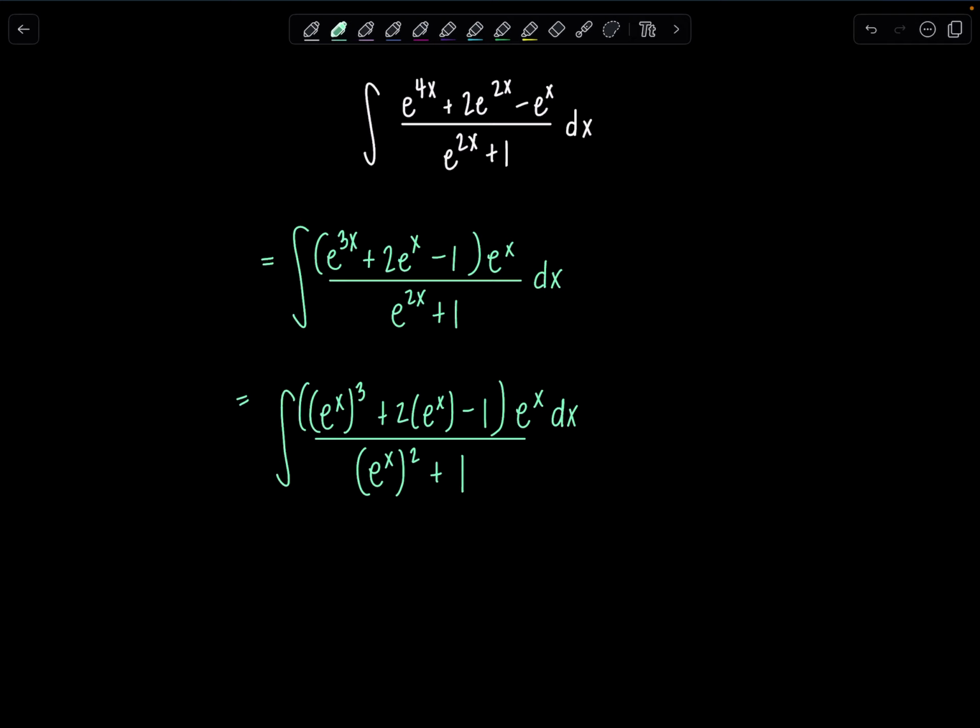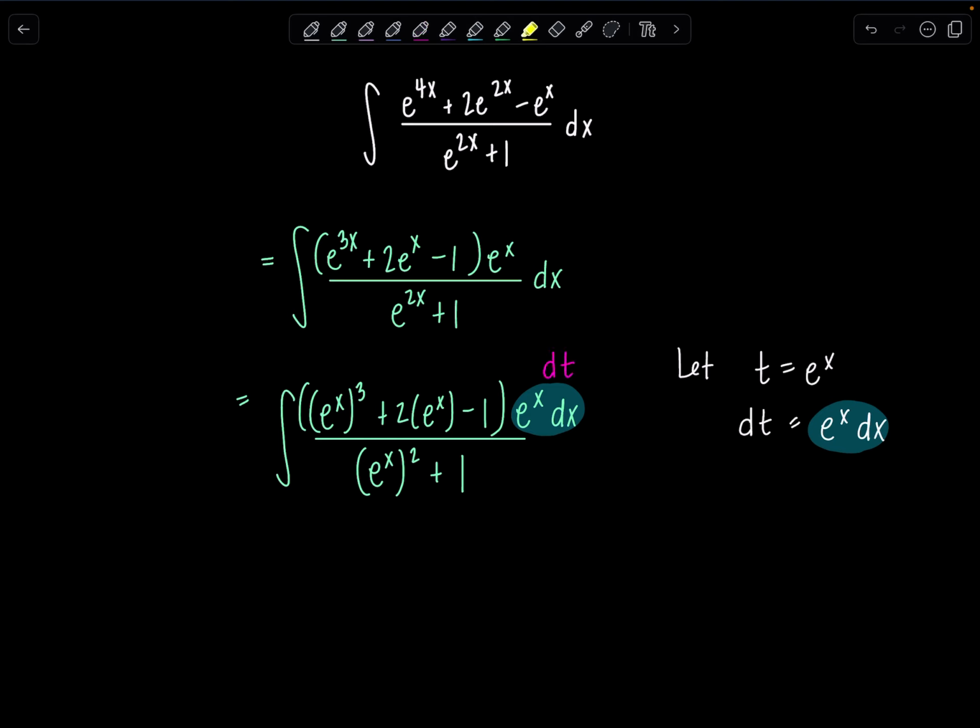I don't know why, I'm so weird. I don't like it when my rational functions have u's in them. So I did a t sub instead. But if it doesn't bug you, use u. I'm going to let t equal e to the x. So dt is e to the x dx. So that's perfect. E to the x dx, bam. That's just dt now.